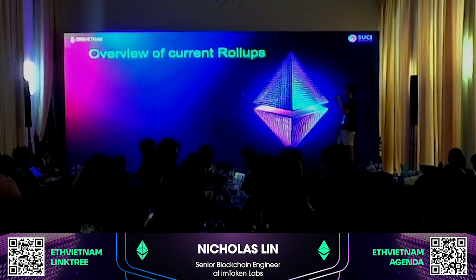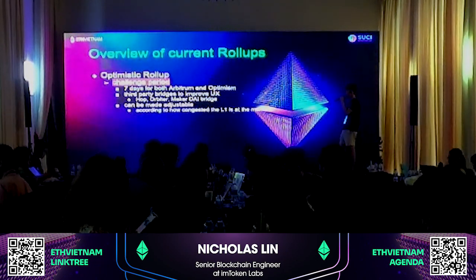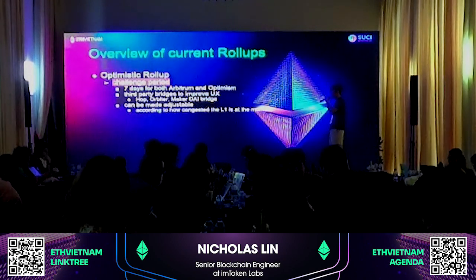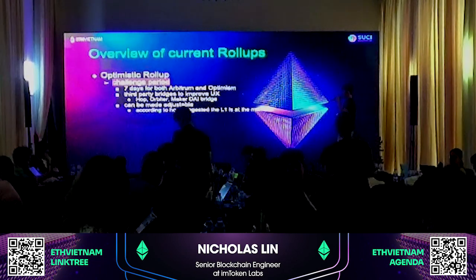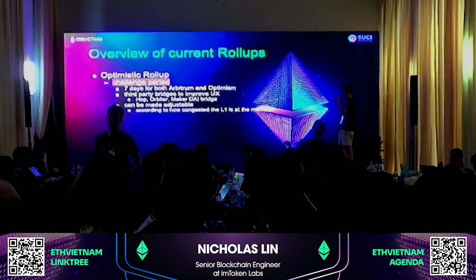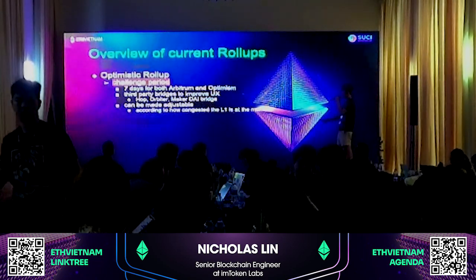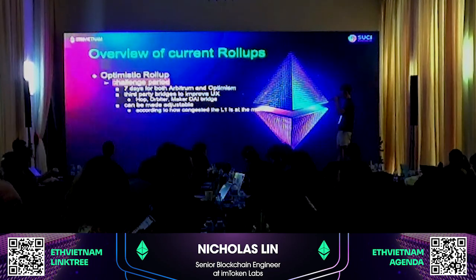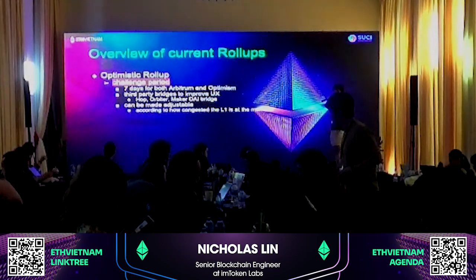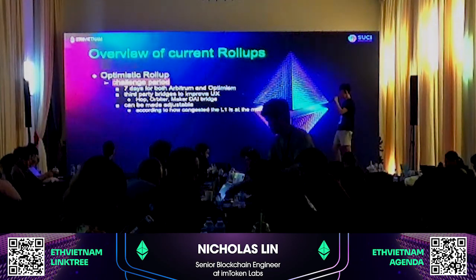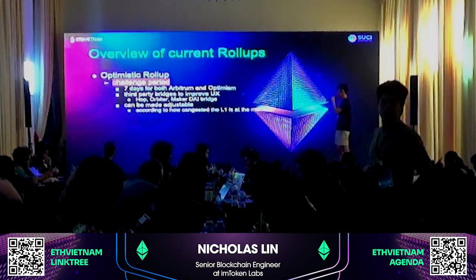Now we'll have a quick overview of the current rollups. For optimistic rollup, there is a problem, which is the challenge period, and it's currently 7 days for both Arbitrum and Optimism. And so it's a bad user experience. So you have to have third-party bridges to help improve this problem. For example, Hop, Orbiter, or MakerDAO bridge. You shorten the period so that user doesn't have to wait 7 days to get their funds back to layer 1. And ideally, this challenge period can be made adjustable according to how congested the layer 1 is at the moment.